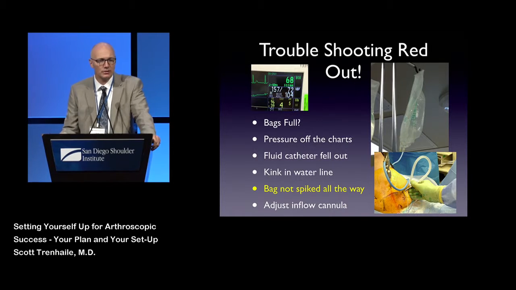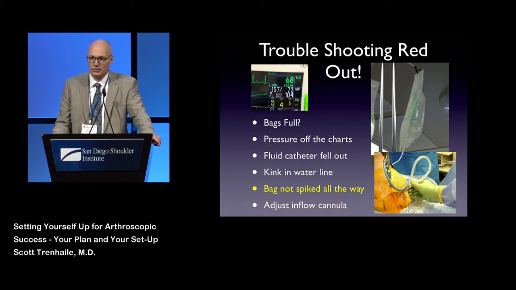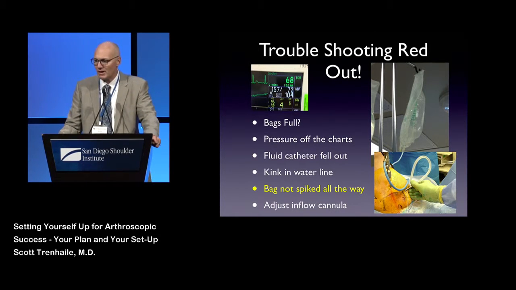If you have to troubleshoot a red out, there are things that have to go through your mind to try to correct that as quickly as possible. That being, are the bags full? Is the pressure completely off the charts? Did the cannula fall out, or is there a kink in the line? Typically the circulating nurses get very busy towards the end, and they're trying to do their documenting, and they forget to spike the bags all the way. So these are all the things that you should check and go through in a pretty rapid fashion to correct your view.